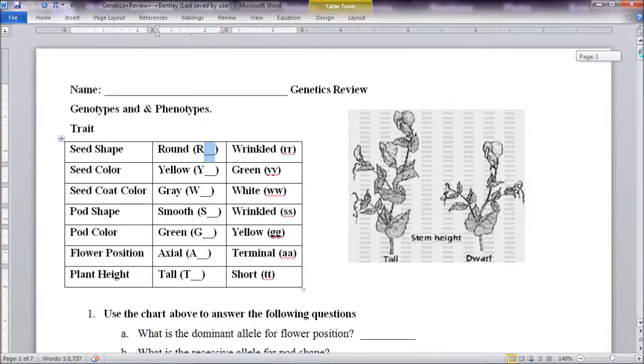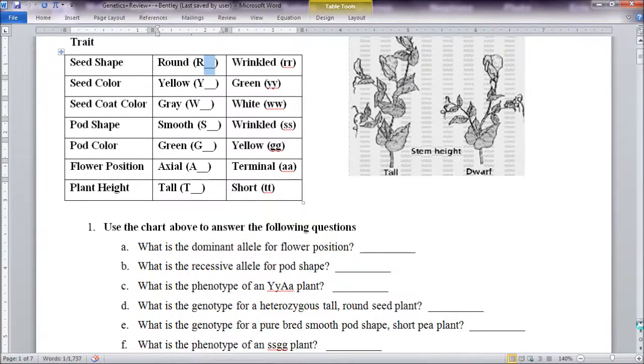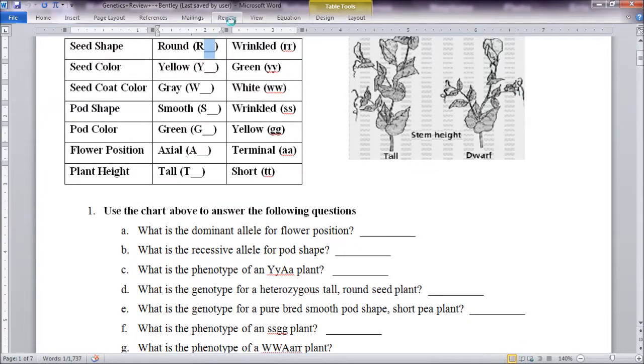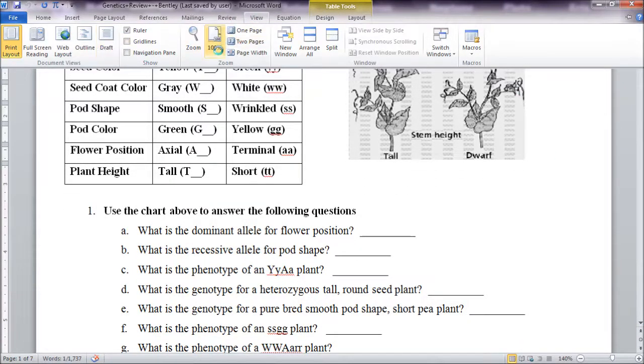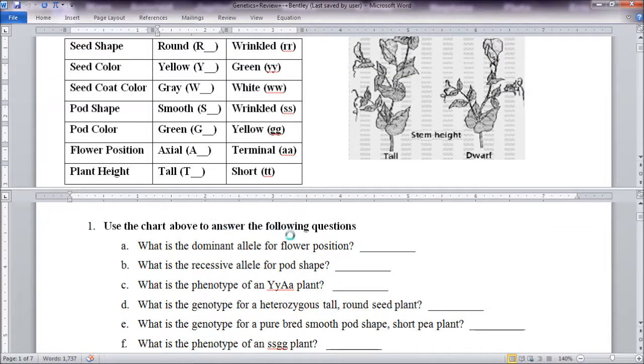There's also a picture of a pea plant, but that's not actually important. So what I'm going to do here is I'm going to split the screen so that we can just keep that at the top. So I'll split it right there. There we go, now I can just scroll down. So I will be typing up our key as we talk.